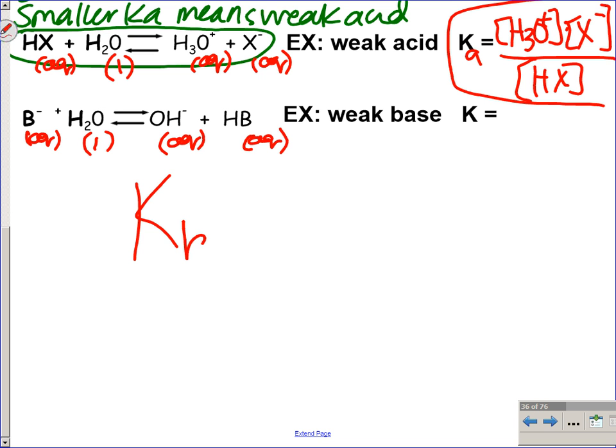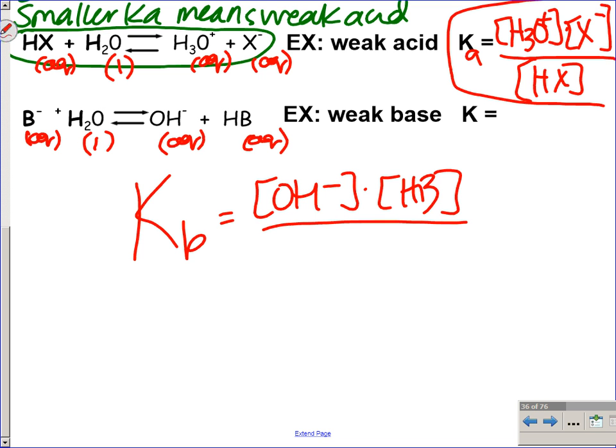Kb equals whatever? Same flow. Products over reactants. What's the first product? Hydroxide ion times HB, just our generic form of a conjugate acid in this case, and all over B minus, which is just our general form of a base. I'm excluding water because it's a pure liquid.